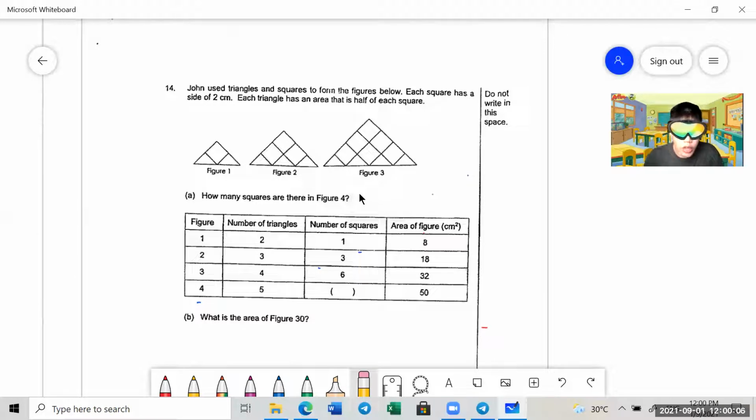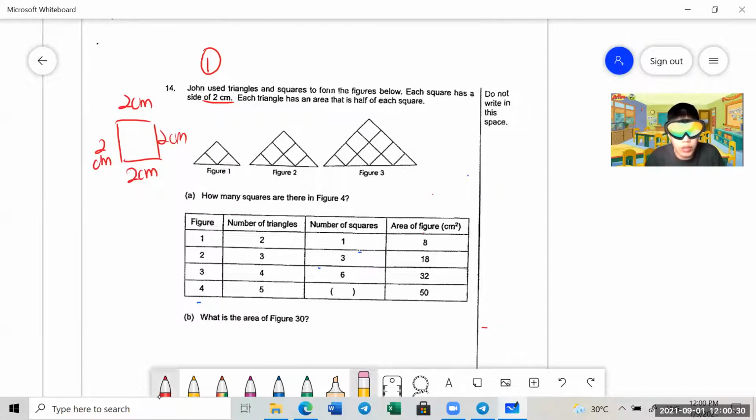Of course, you always have to read first. John used triangles and squares to form the figures below. As you can see, these are triangle, triangle, and then a square. Each square has a side of 2 centimeters. That means this side is 2 cm, and every side is also 2 cm. You get what I'm trying to say? That's one thing that you have to know.